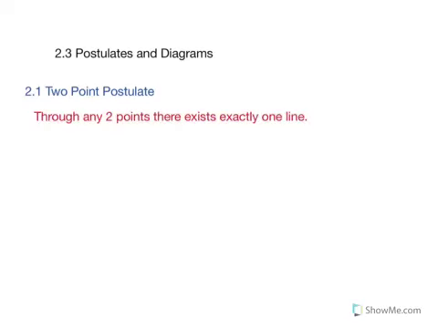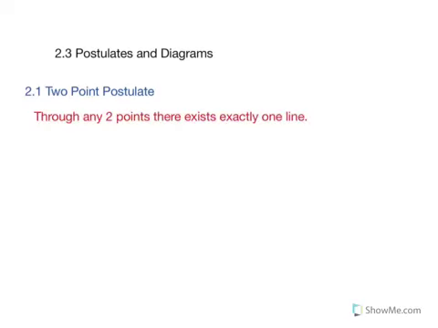Okay, today we're talking about 2.8 postulates and diagrams. Alright, we have 7 postulates that we need to go over in this video. So the first one is 2.1, and it's the 2-point postulate. And the 2-point postulate says that through any 2 points, there exists exactly one line.